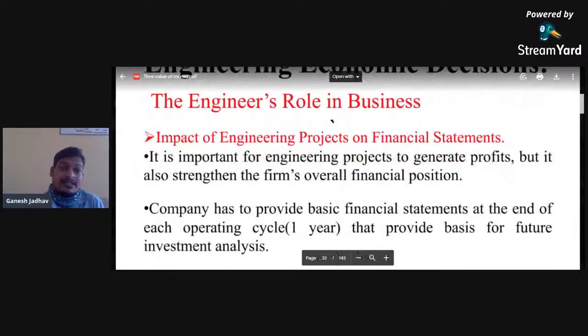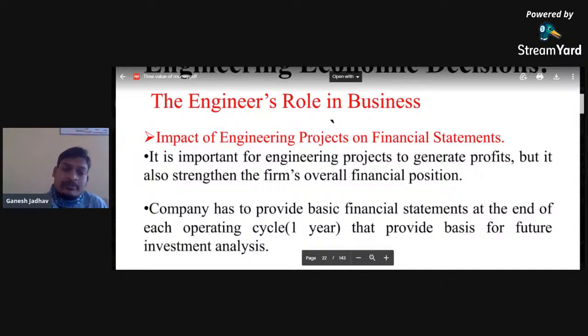Then what is another role? Impact of engineering product on the financial statement, okay. So this is another role. In this role, it is important for the engineering product to generate profit. Why is it important? Because we have invested the money, and we are required to get more profit from that particular project also.